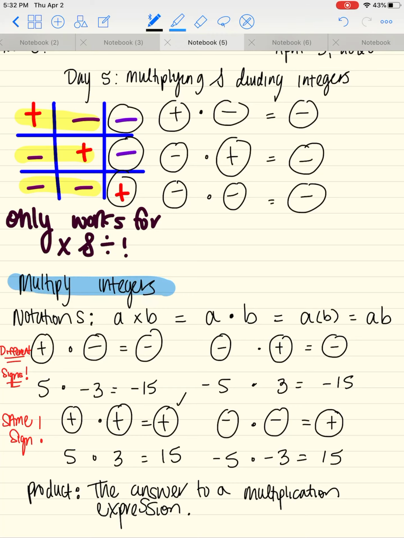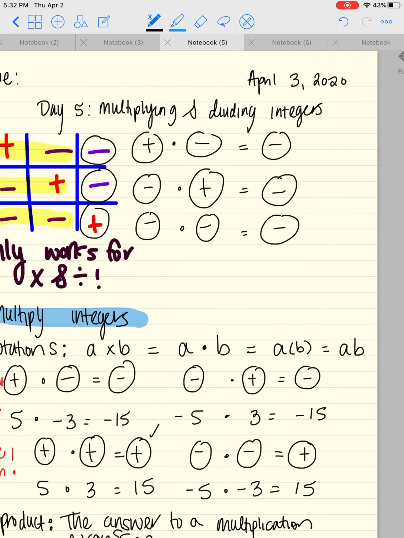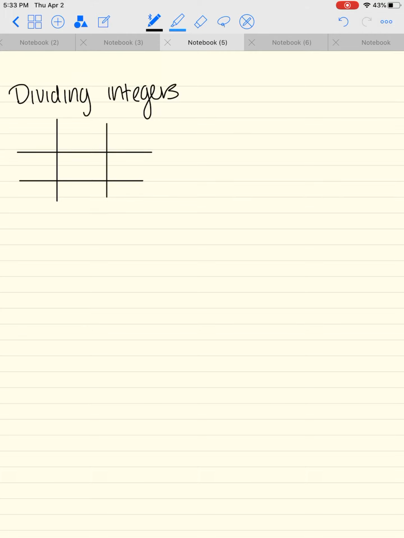Let's go ahead and I'm going to flip my page. You might not need to flip yours yet. Let's look at dividing integers now. Let's talk about this real quick. So obviously for this one, you can also use the tic-tac-toe. I'm going to go ahead and draw mine here. You can still use the tic-tac-toe.